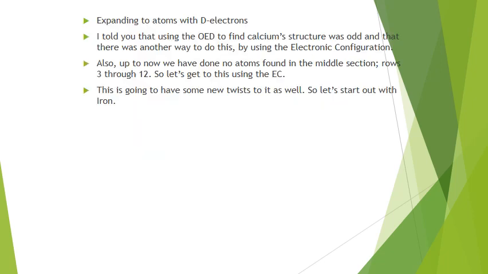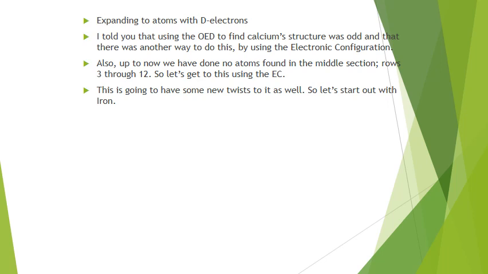Alright, next thing we're going to do is expand our model to d electrons. I told you that using the orbital energy diagram for potassium, calcium just got too complicated, and that's why we're using this one. We haven't done anything with the elements in rows 3 through 12, because the orbital energy diagram is just too complicated. We'll see that the electron configuration will give us the right answer, but there are some twists we have to be careful about.